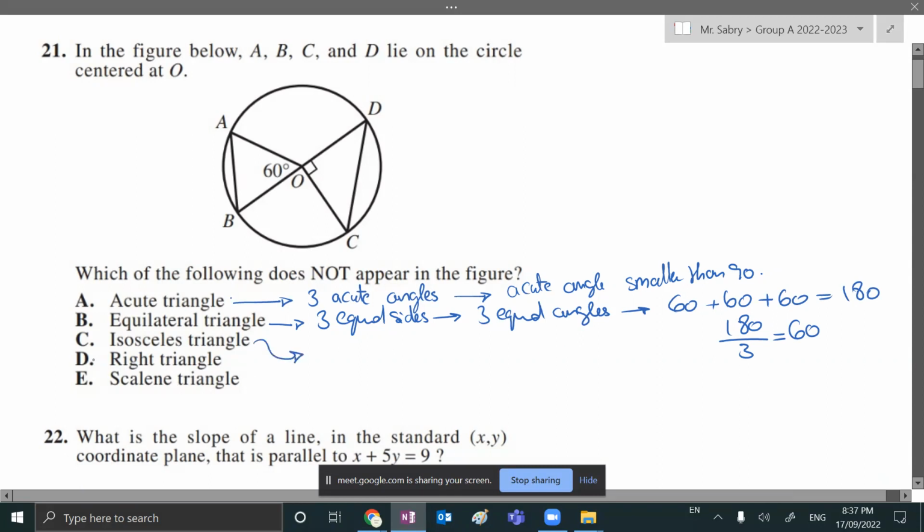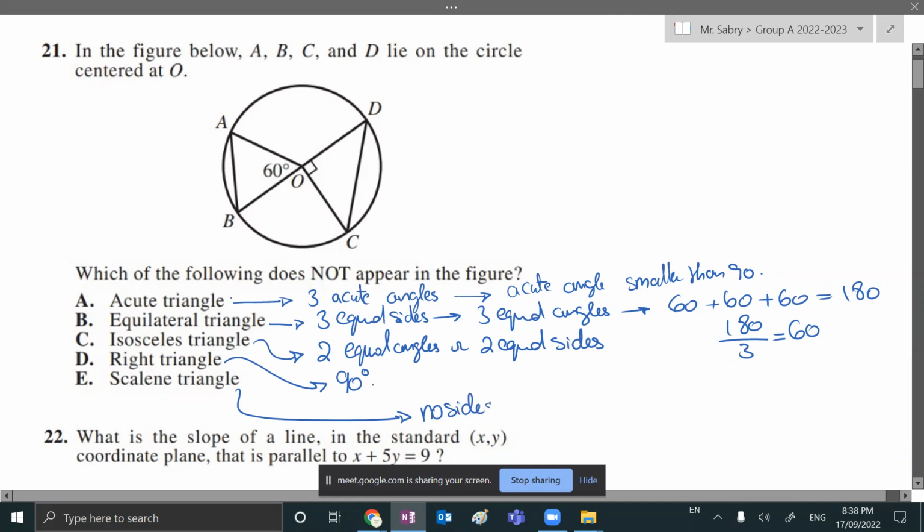Now an isosceles triangle. An isosceles triangle is a triangle that has two equal angles or two equal sides. They're the same thing. If I have two sides, then I have two angles. If I have two angles, I have two sides. A right triangle is a triangle that has one angle that's equal to 90 degrees. A scalene triangle is a triangle that has no sides or angles equal to each other. So a scalene triangle has all measures different from each other.